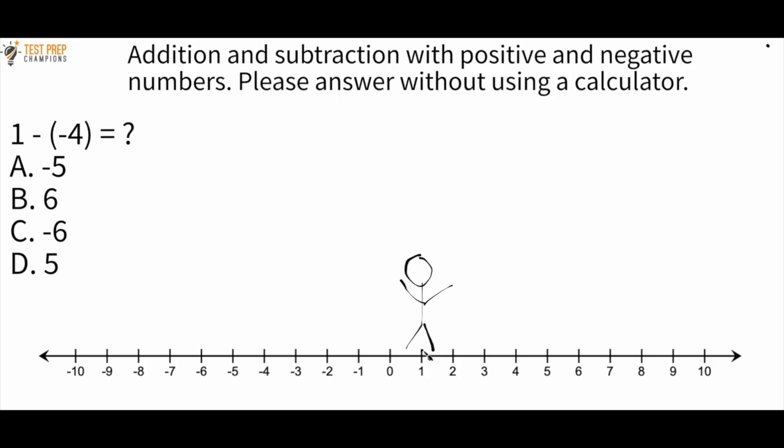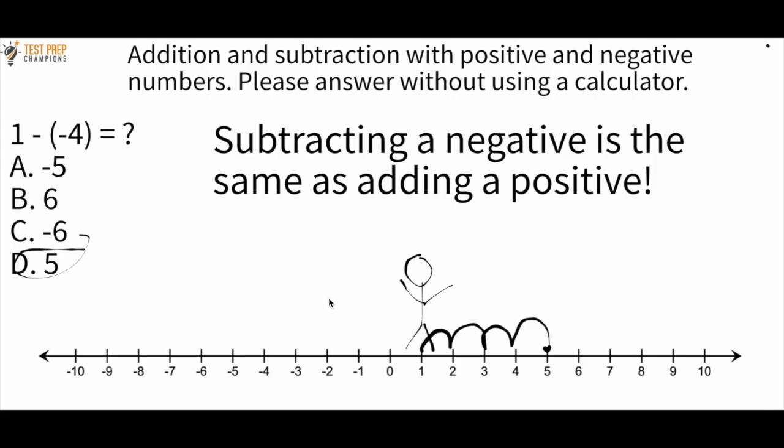So our stick figure person starting at 1 is going to go 1, 2, 3, 4 different steps. All right, and the stick figure person ends up at 5. And the correct answer here is 5. Okay, so I wanted to just show you on the number line how you can think through these questions.